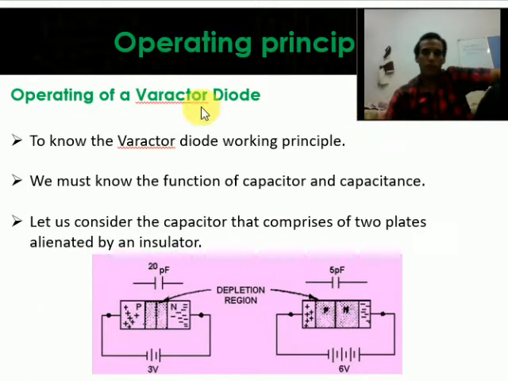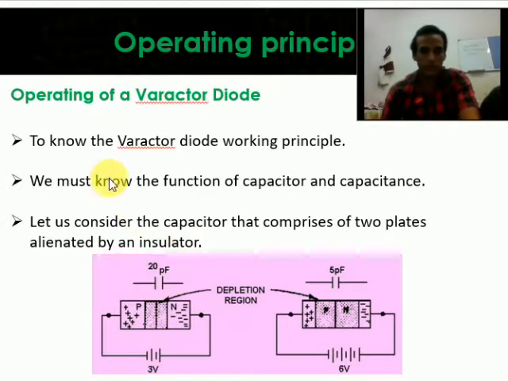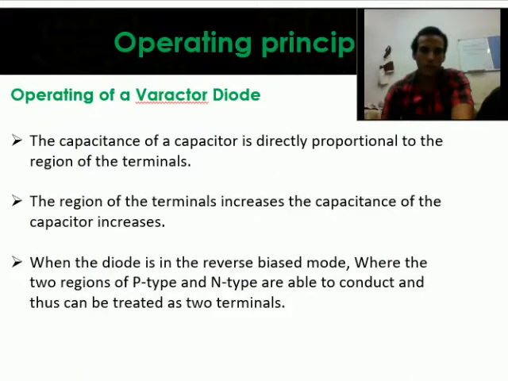The operating principle of the Varactor diode. To know the Varactor diode working principle, we must know the function of a capacitor and capacitance. Let us consider a capacitor that comprises two plates separated by an insulator. The capacitance of a capacitor is directly proportional to the area of the terminals. As the area of the terminals increases, the capacitance of the capacitor increases.